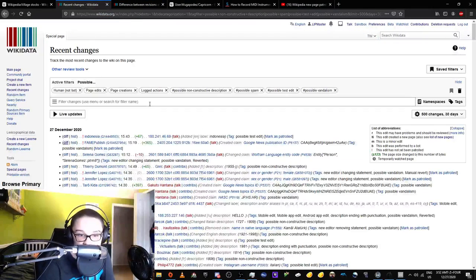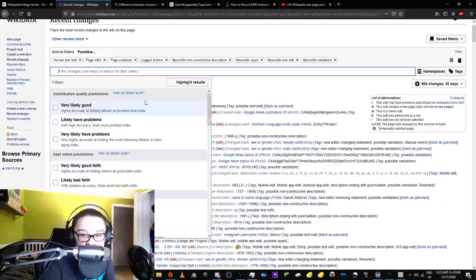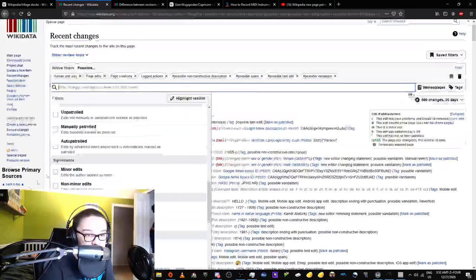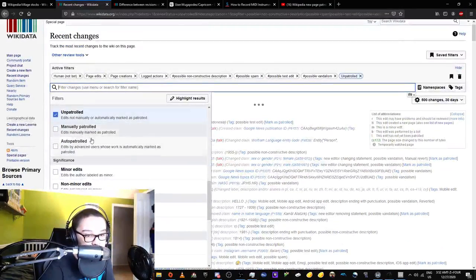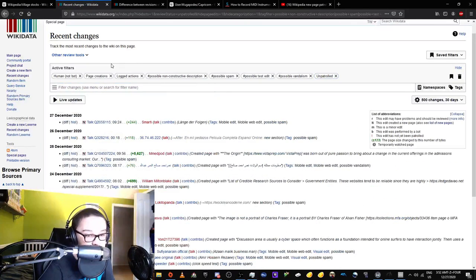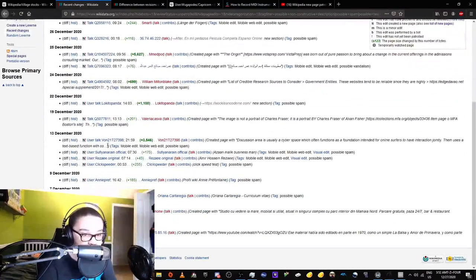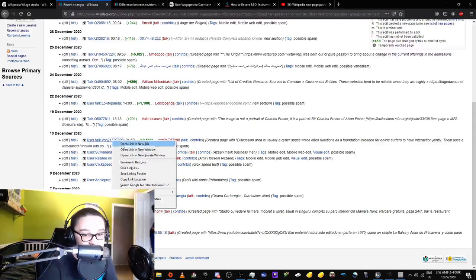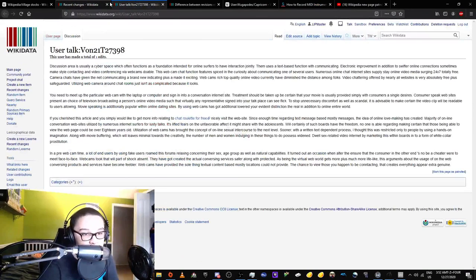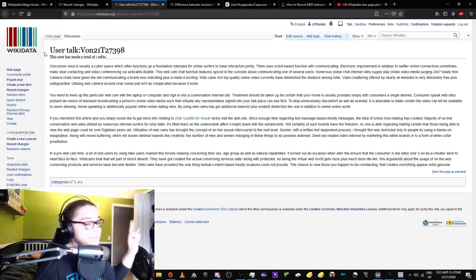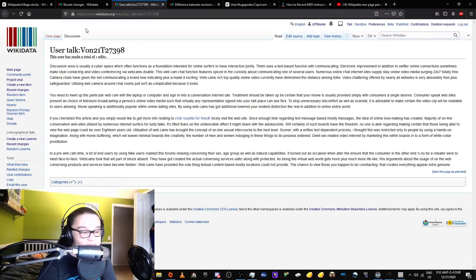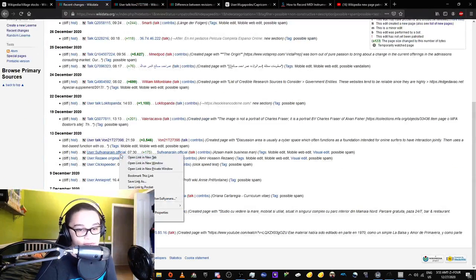So let's take a look at unpatrolled, and specifically at new pages. And they have to be in good space. These are bad spaces. So, discussion area is usually a cyberspace, which often functions as a foundation intended for online surfers. Okay, this is the term surfing the internet. So let's just switch.